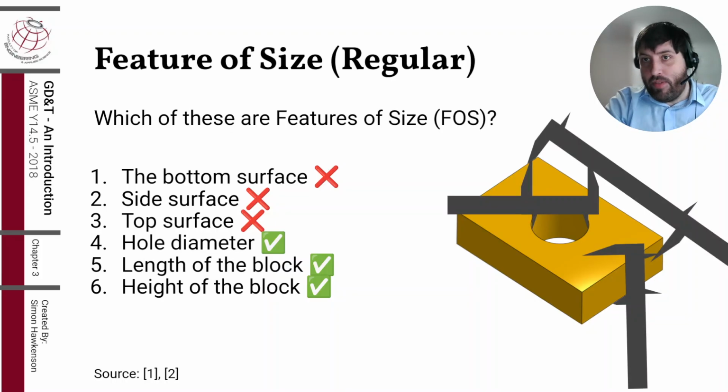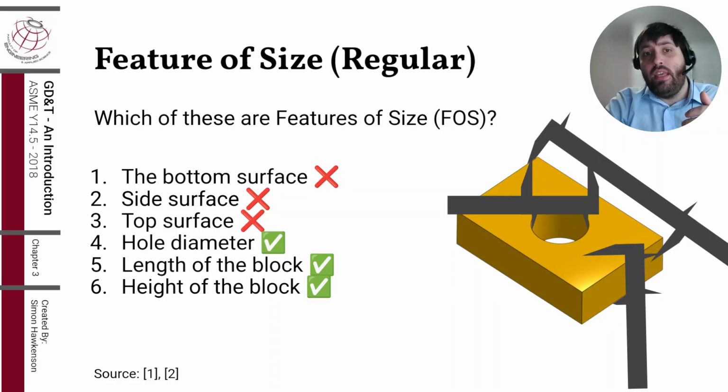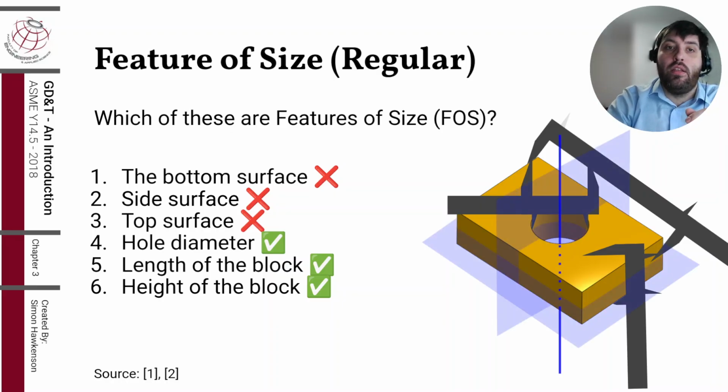And same as in the previous example, I put some virtual calipers to demonstrate the point. So going back now to the two opposing points about a reference, so the reference part of the definition, what does that look like? What does the reference mean? For each one of these, there's a virtual reference. It's an axis for the hole and midplanes for the other features of size.